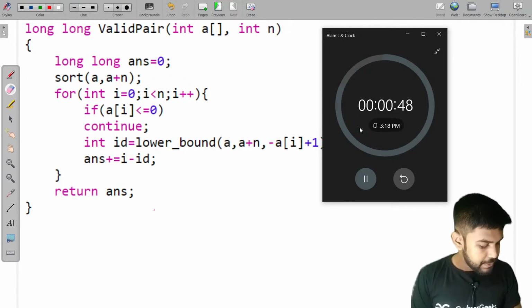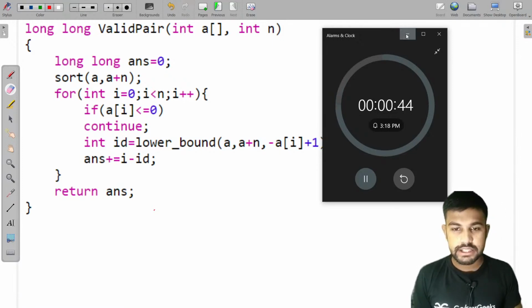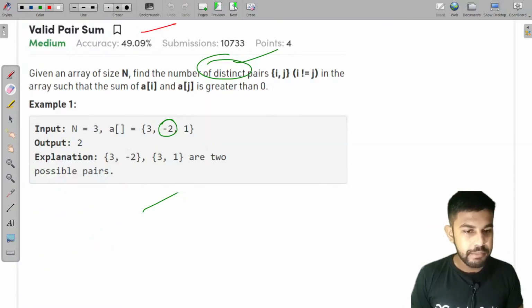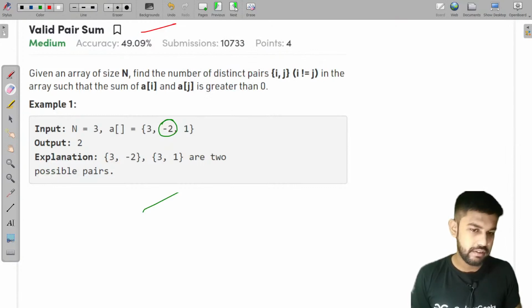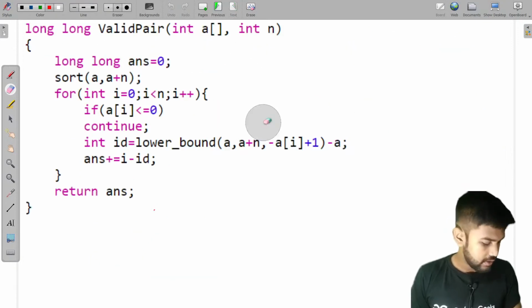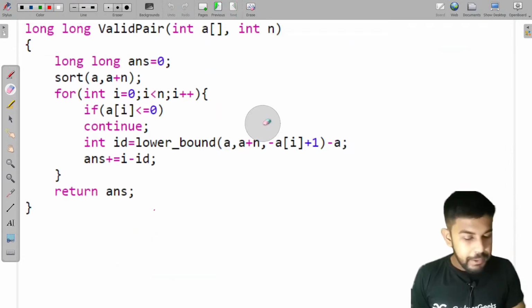Are duplicates present in the array? Let me check the question again because I don't remember. It might be the case that duplicates might be present in the array, because it is not mentioned that the array of distinct elements is given. Okay. Kunal Haldia, repeat please.